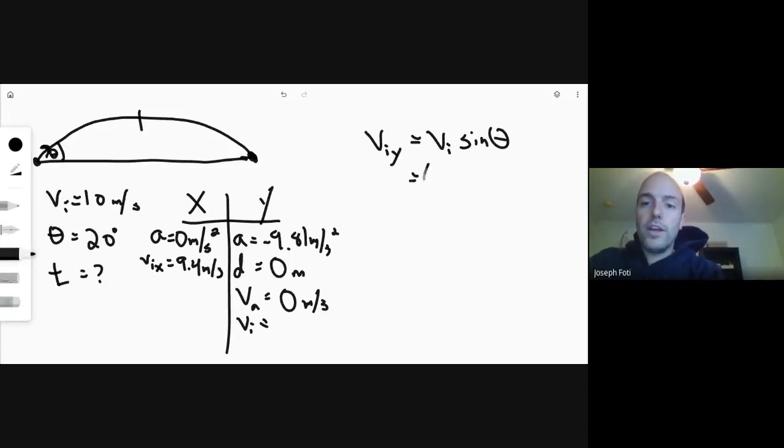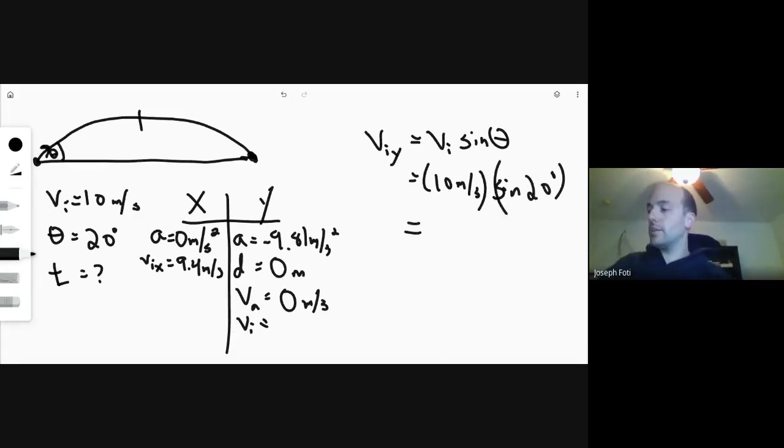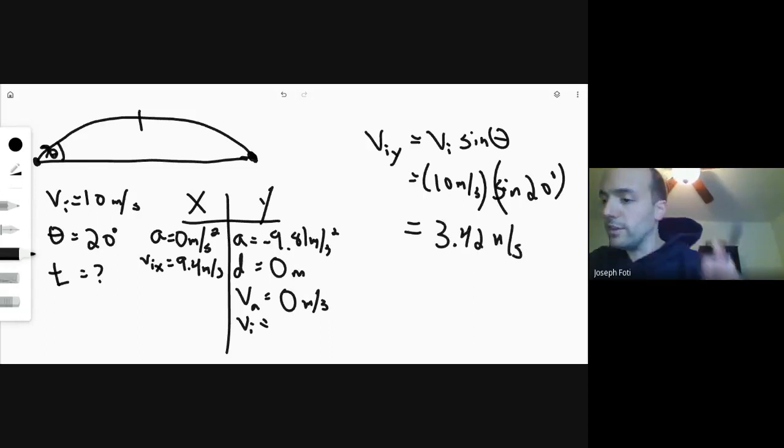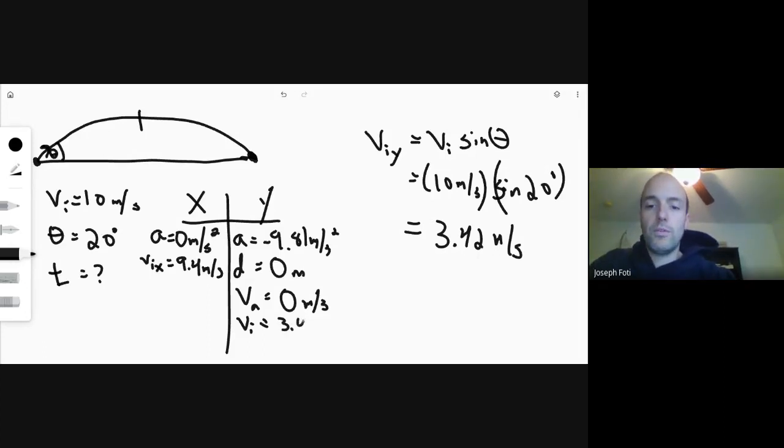Okay, now plug in our values. 10 meters per second. I almost even wrote in the wrong angle. Unbelievable. Sine of 20 degrees. Okay, plug this in. Again, I don't have this memorized, so let's do it. Okay, we get 3.42 meters per second. Right, it's 3.4202, and a whole bunch of other digits. Okay, awesome. 3.42 meters per second.